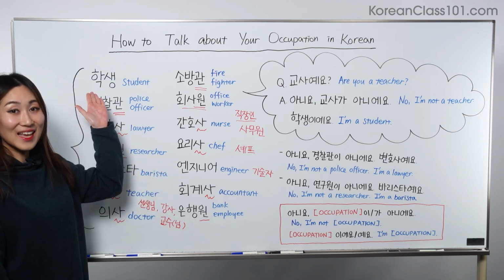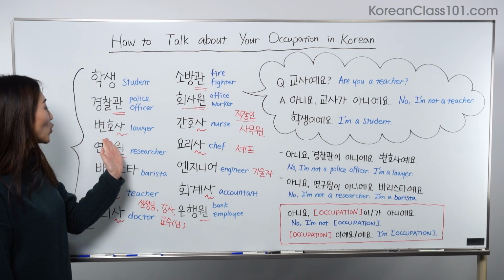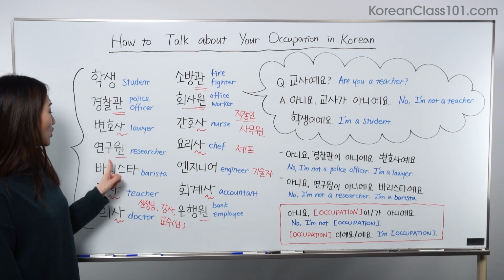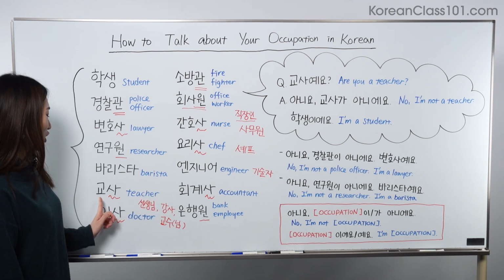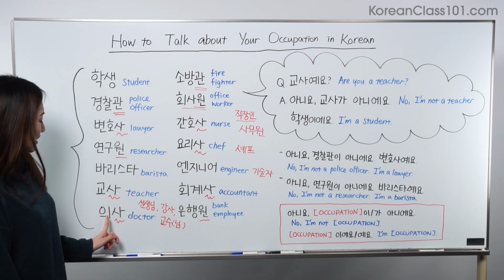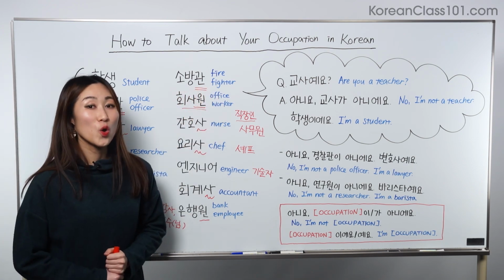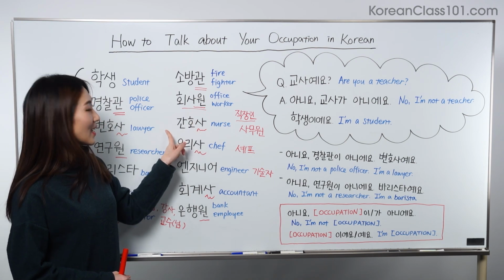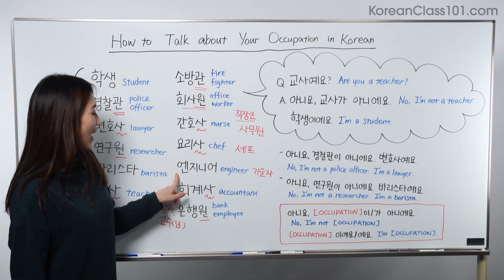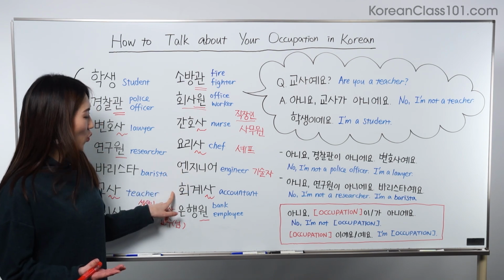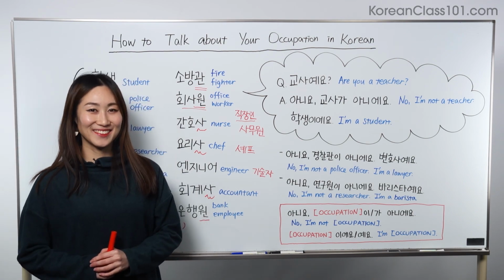So 학생, student. 경찰관, police officer. 변호사, lawyer. 연구원, researcher. 바리스타, barista. 교사, teacher. 의사, doctor. 소방관, firefighter. 회사원, office worker. 간호사, nurse. 요리사, chef. Engineer. 회계사, accountant. 은행원, bank employee.